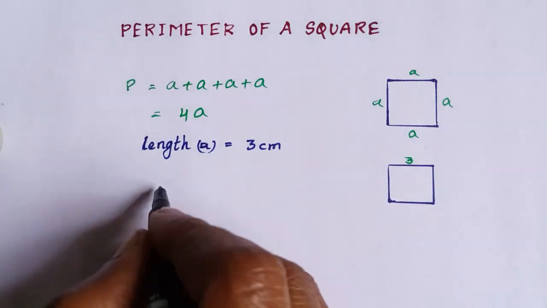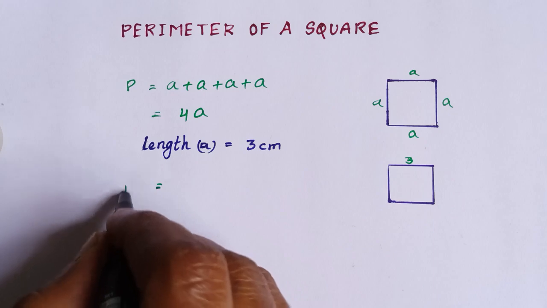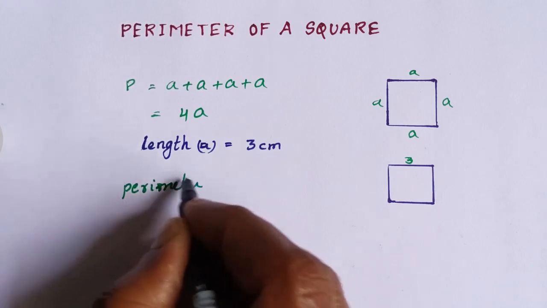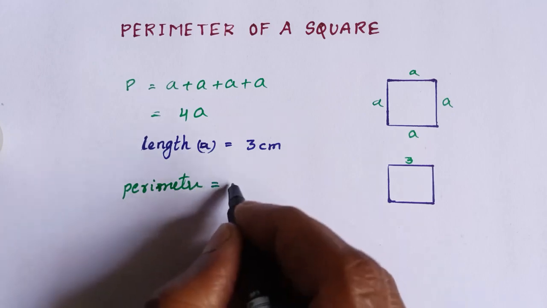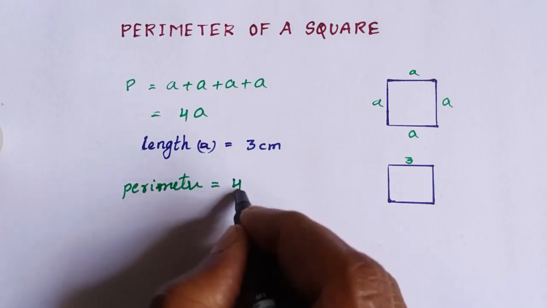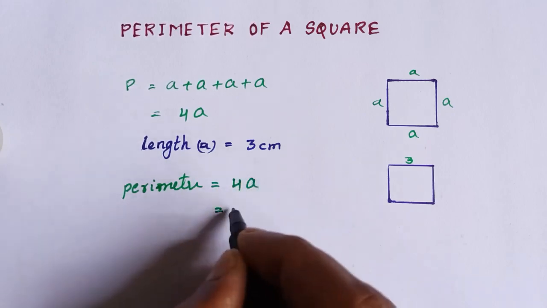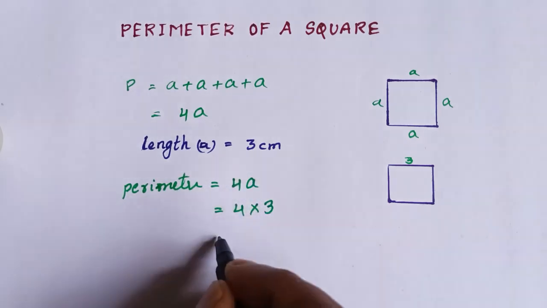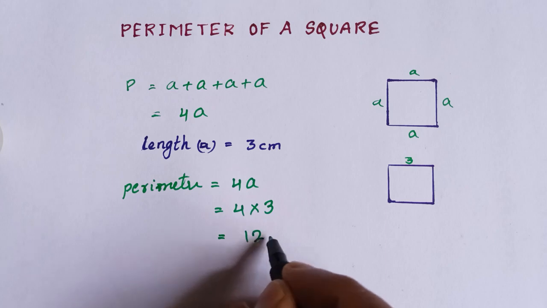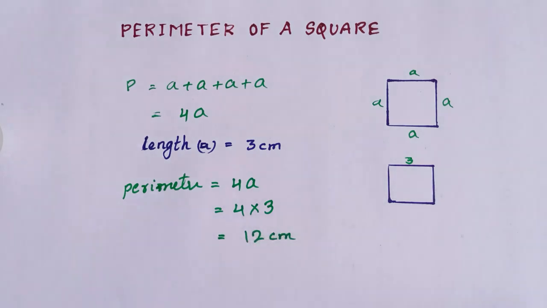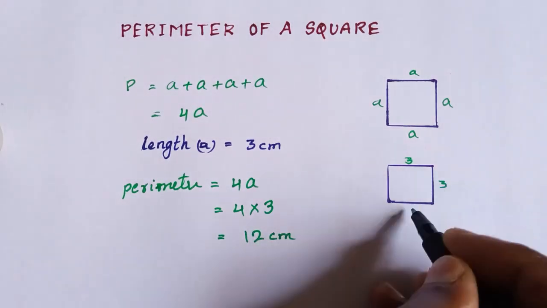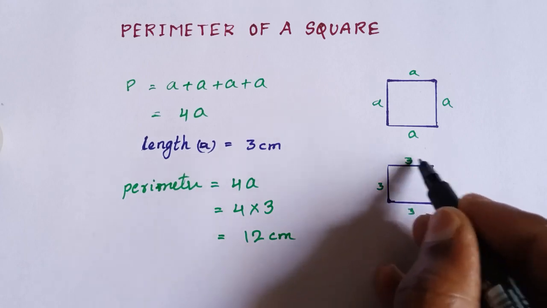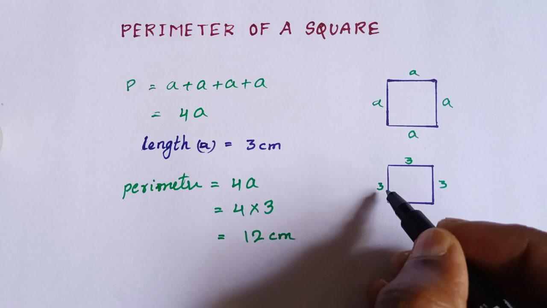Then we can write the perimeter equal to 4A. That means 4 times the side, which is 3 centimeters. So 12 centimeters is the length of the perimeter. That means 3, 3, 3, all the sides are equal. So 3 plus 3 is 6, plus 3 is 9, plus 3 is 12.